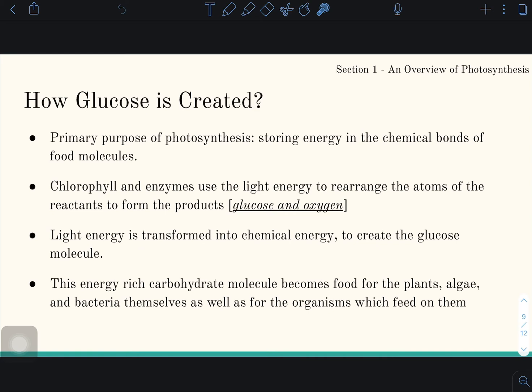It's not a creation. Energy cannot be created nor destroyed. It simply transforms from one energy source to another. This energy-rich carbohydrate becomes food for plants, algae, and bacteria themselves, as well as to feed us. So plants produce glucose for themselves.